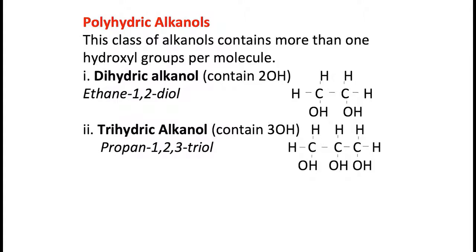Now, having said that, let's look at polyhydric alkanols. Remember I said the number of OHs is 2, as you can see here. Ethane-1,2-diol. You can see the OH is on carbon number 1 and on carbon number 2. Consequently, the name is ethane-1,2-diol. Then we have propan-1,2,3-triol. You can see the OH on carbon number 1, the OH on carbon number 2, and the OH on carbon number 3. That is why it is called propan-1,2,3-triol or propane-1,2,3-triol, as the case might be.